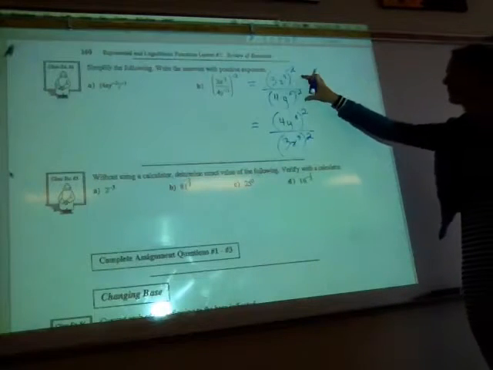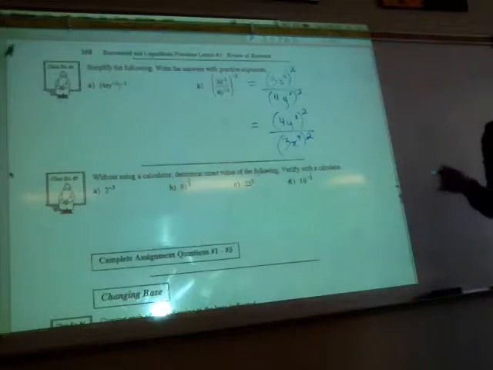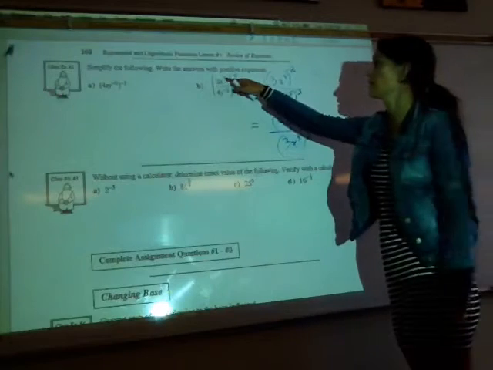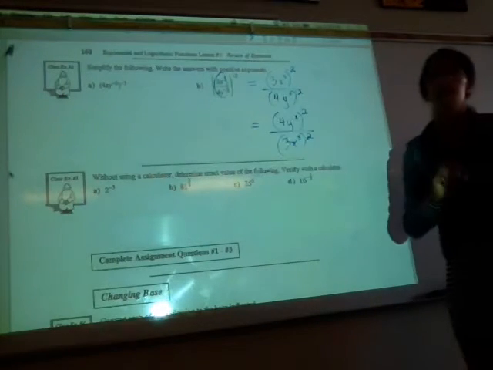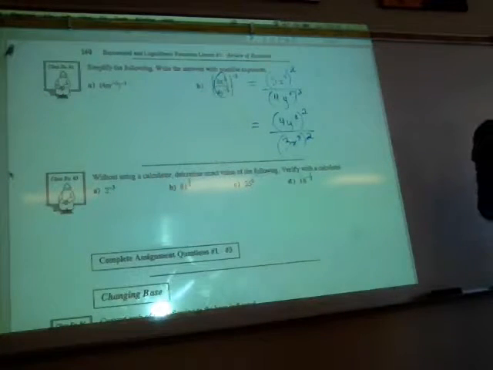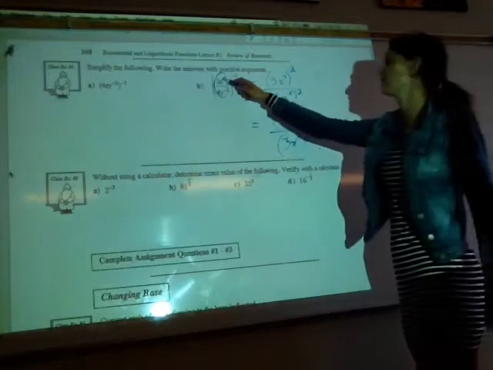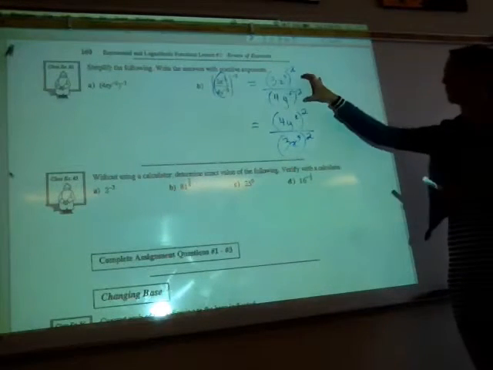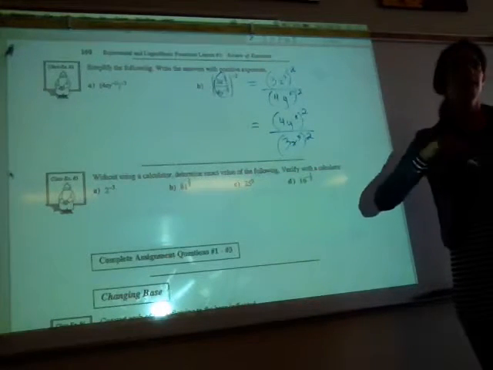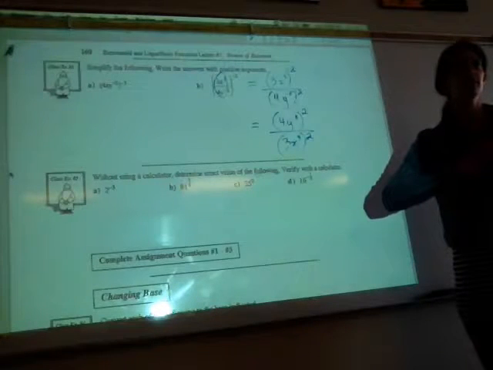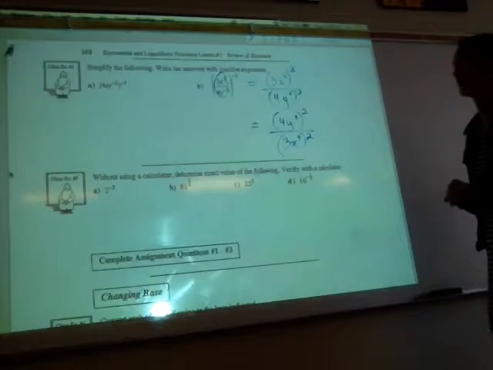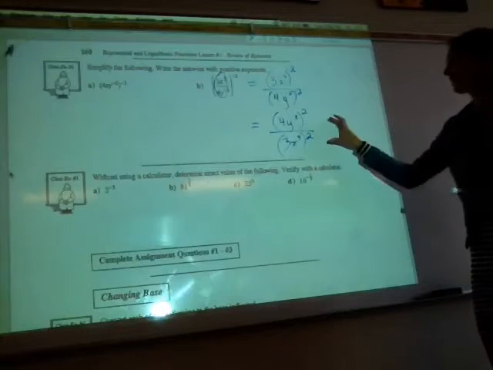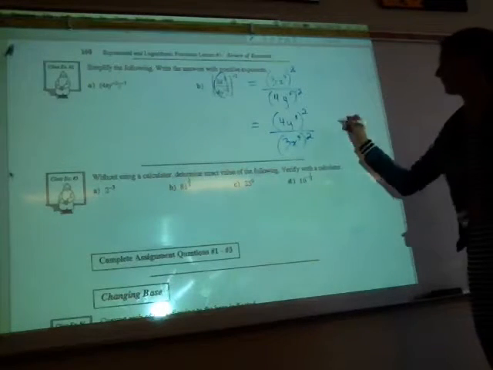Rather than writing this out separately, what's happened with the fraction inside? What's happened from here to here? It's switched. So rather than doing this step, what could we do automatically? Next time we'd be able to do that. Now I just apply the exponent through.